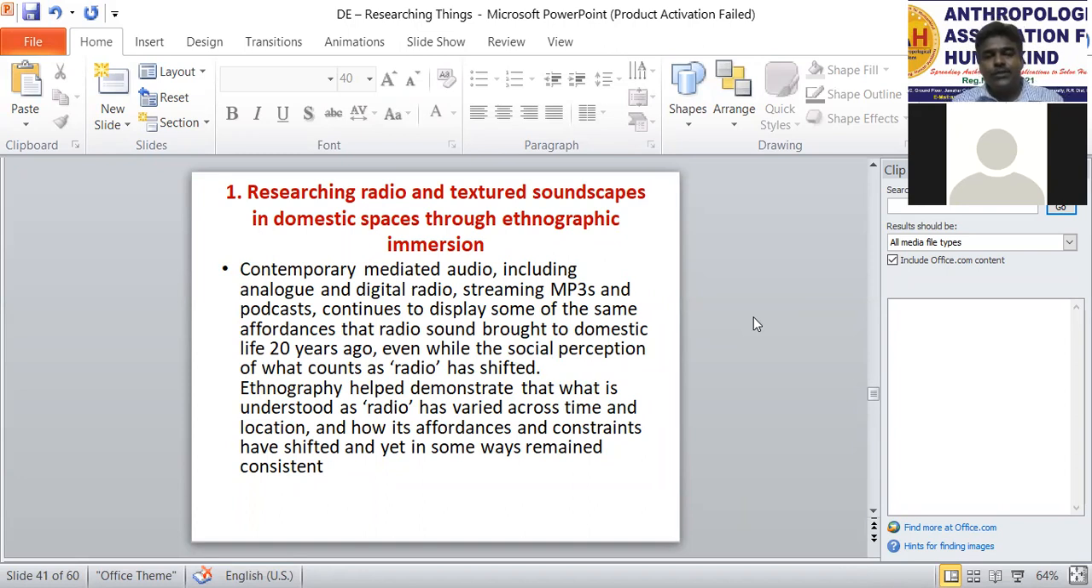Even while the social perception of what counts as radio has shifted, ethnography helped demonstrate that what is understood as radio has varied across time and location, and how its affordances and constraints have shifted and yet in some ways remained consistent.